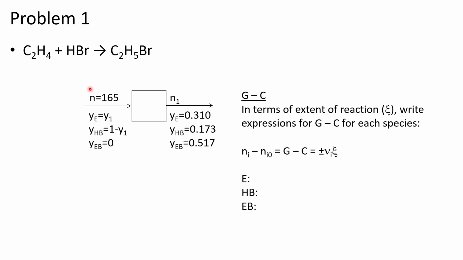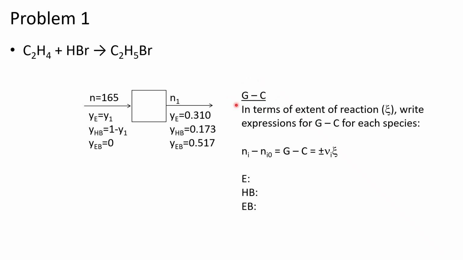In order to write mass balances for this reactor, we're going to be able to write an expression for the generation minus consumption term in our mass balance equation. Remember, the mass balance equation is of the form 0 is equal to what comes in minus what goes out, plus the generation of that species minus the consumption of that species. So now we're going to focus in just on the G minus C part of that mass balance equation.